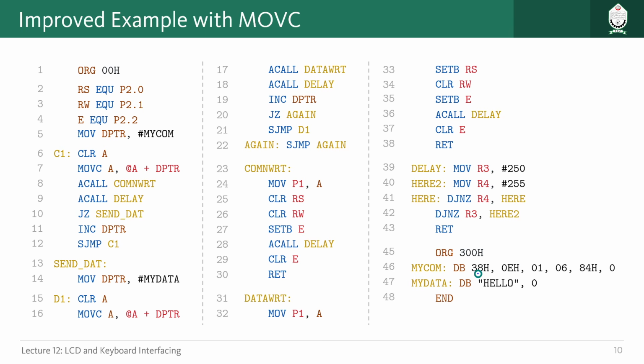With MYCOM, we have this 8-bit data, which are basically the command codes we used to send initially. These are the command codes we generally send: 38H, 0EH, 01H, 06H, and this one is for getting your cursor to line 1, position 4. All of them are given in this way so that we can fetch them one by one to send the specific command to our LCD. And for this one, MYDATA is basically the ASCII characters for the characters we want to show onto our display, right?